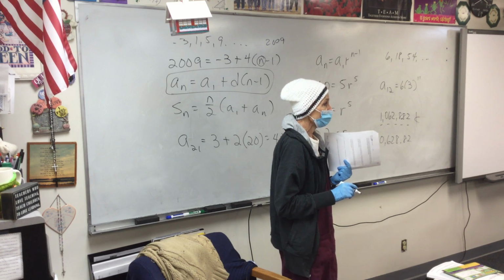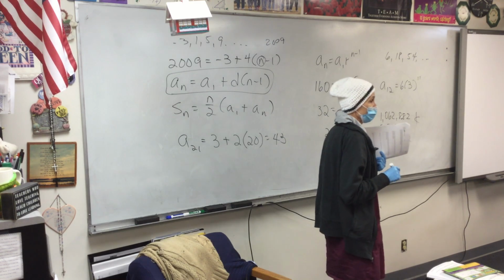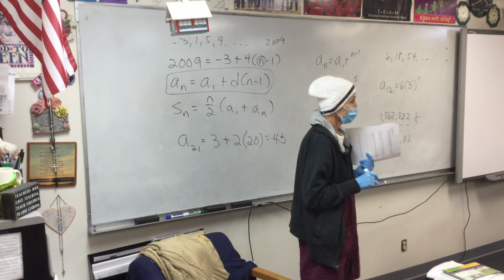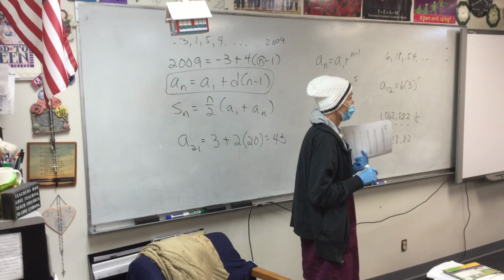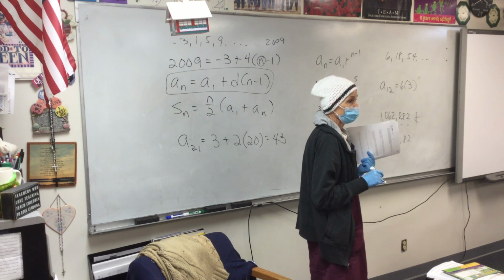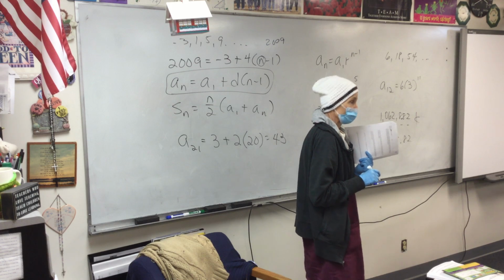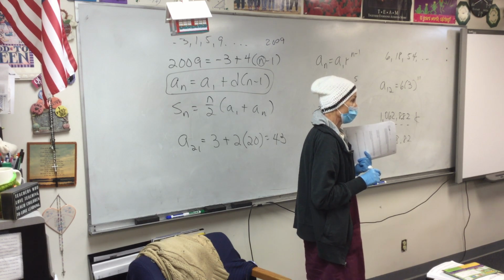Did it come out to be a whole number? What did n turn out to be? 52. What was it? 52. 52? No? 504? I'm close to the term. Check your arithmetic. I got 2 people with 504, so I'm going to go with 504.